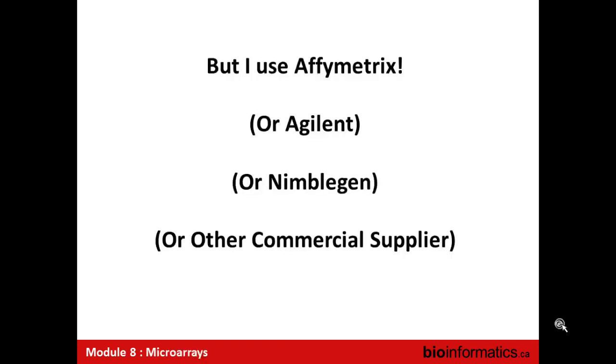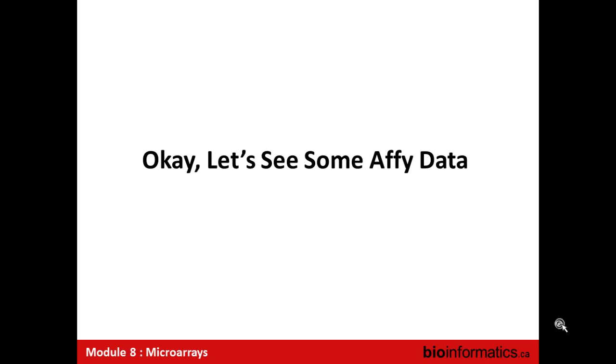Now, when I show stuff like that, somebody will always say, yeah, that was a two-color array, or whatever other array type that they use, and it'll be so much better. Well, I spent some time telling you that Affymetrix arrays are the highest quality. That's very true. Let's take a look at some Affymetrix data and see high-quality data.